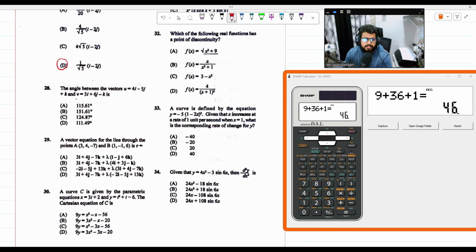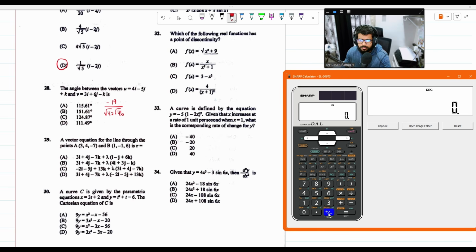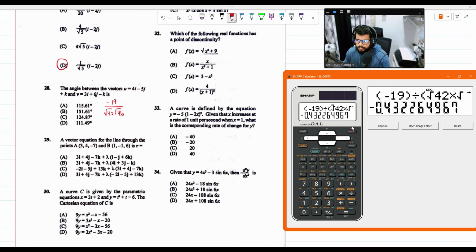Alright, so the angle between the vectors. This is a repeat question. It's going to be root 19 over root 42 root 46, cos inverse of that. So minus 19 divided by root 42 multiplied by root 46. Okay, that's not looking right, so calculator playing up. 42 by 46 is 1932. So it's minus 19 divided by the root of 1932, and it's going to be cos inverse of this to give me 115.61.